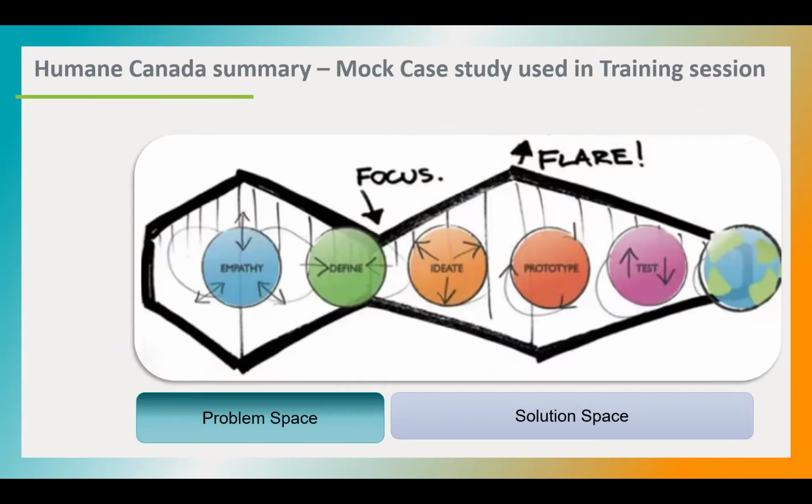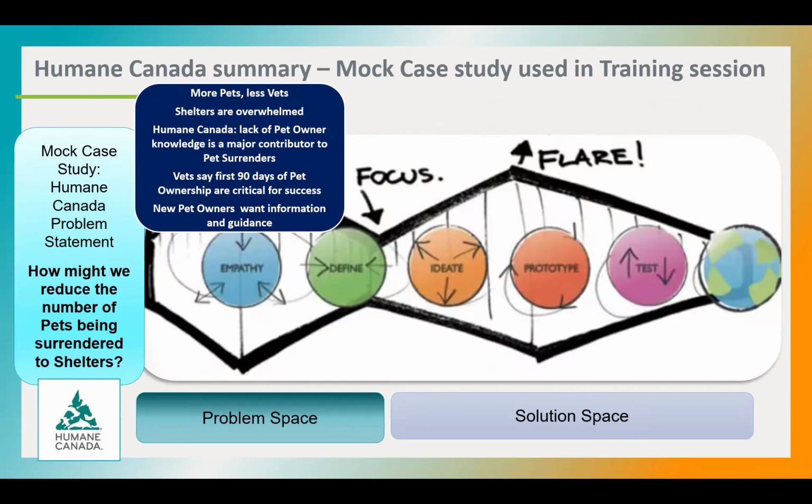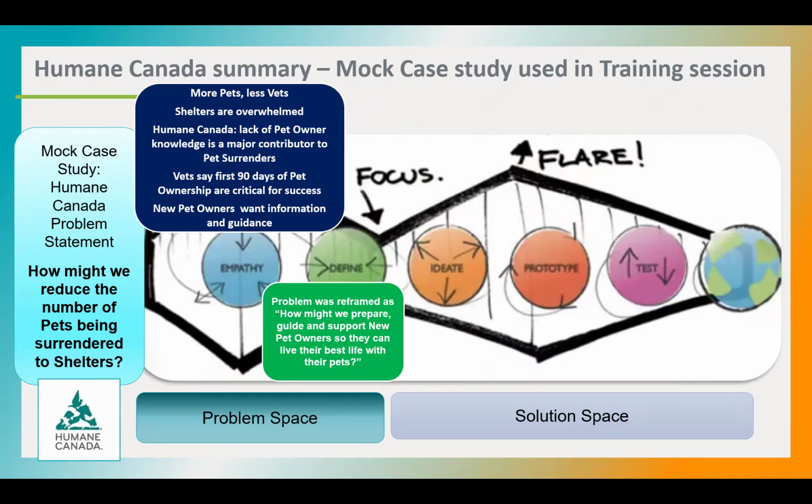Okay, so let's go through this. So there's the mock case study. Here we go. It started with how might we reduce the number of pets being surrendered to shelters. We did our empathy and we found out more pets, fewer vets. Shelters are overwhelmed. Lack of pet owner knowledge is a major contributor to pet surrenders. Vets say the first 90 days are critical for success, and new pet owners want pet information and guidance.